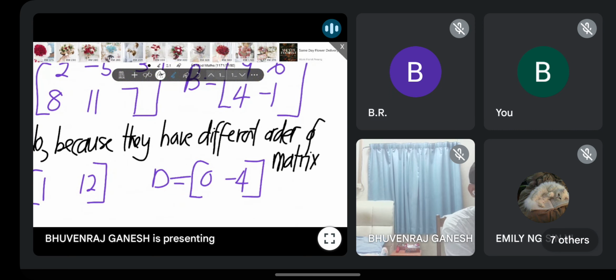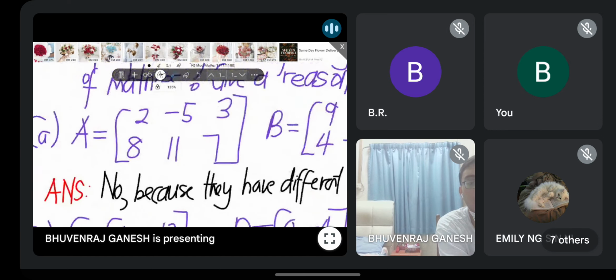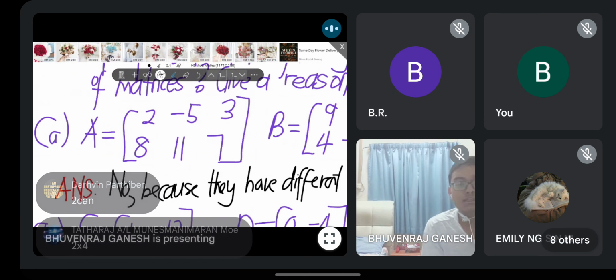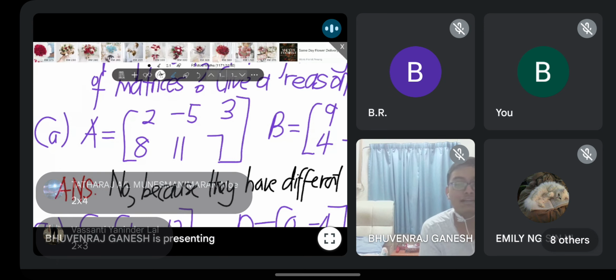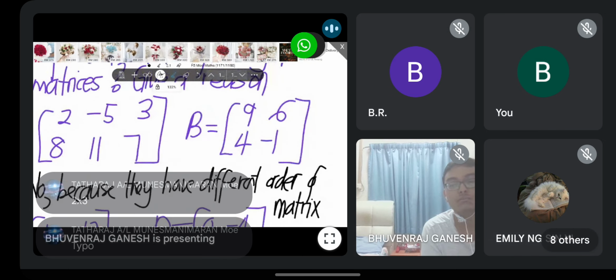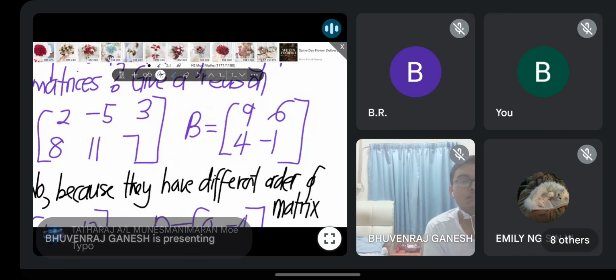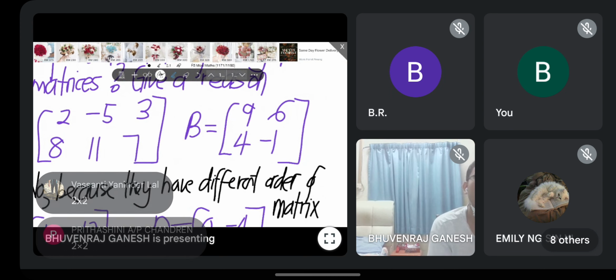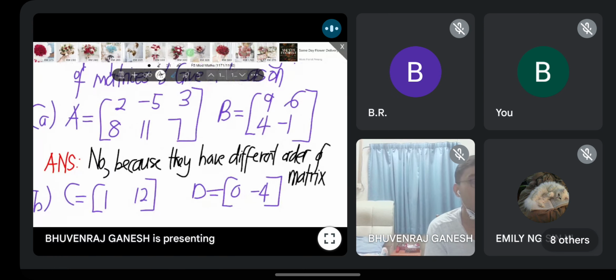Can I ask you all an additional question? Can you all tell me what is the order for matrix A? Recap based on the first part of the chapter. What will be the matrix A order? Not 2 times 4. Yes, correct, 2 times 3, 2 rows, 3 columns. How about matrix B? What is the order? Yes, 2 times 2. So this is for part A.